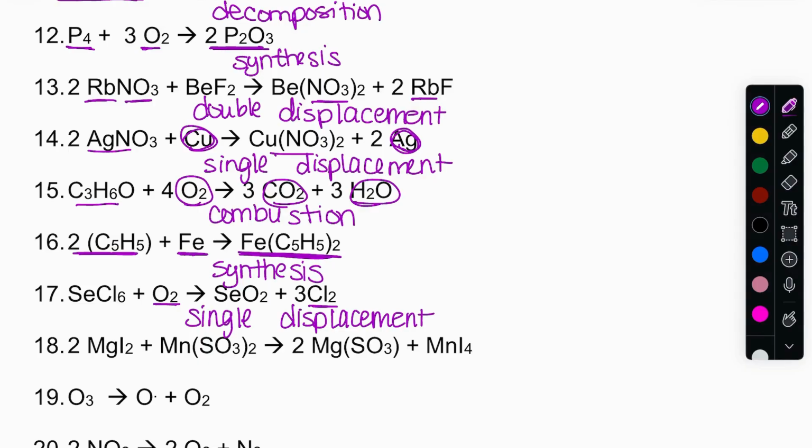Number 18 looks big and scary, so my gut says that's double displacement. Let's take a peek. I got magnesium here, iodine there, iodine there. So, yep, it looks like everything swapped places. That is a double displacement.